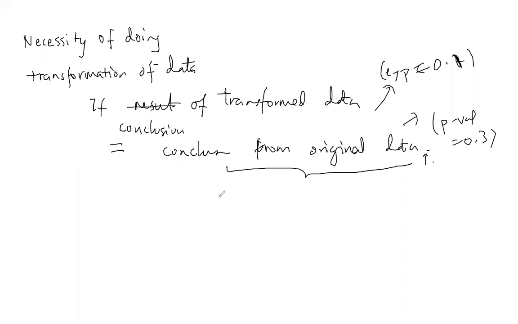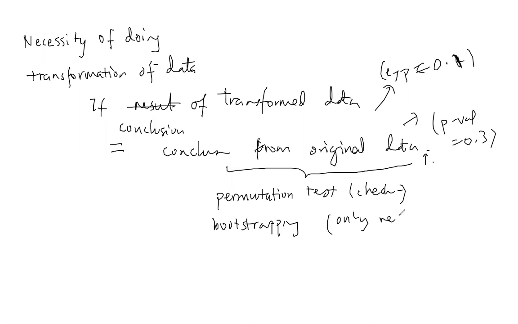And of course, you can check it using permutation tests, right? The permutation test is just a kind of checker, all right? Of course, you can also use bootstrapping. But as far as possible, we try to only report this if necessary, all right? Only if they really make a difference, all right? Otherwise, you don't need to report that.